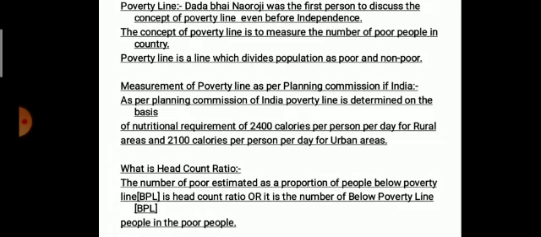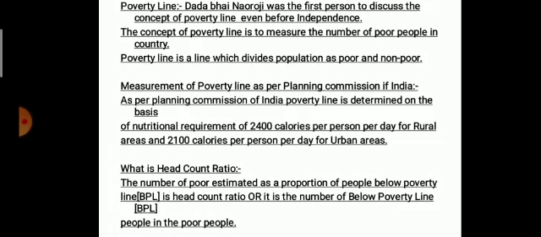Then measurement of poverty line as per Planning Commission of India. It should be of India; it is misprinted as if. Measurement of poverty line as per Planning Commission of India, this will come for 2 marks. As per the Planning Commission of India, poverty line is determined on the basis of nutritional requirement of 2400 calories per person per day for rural areas and 2100 calories per person per day for urban areas.